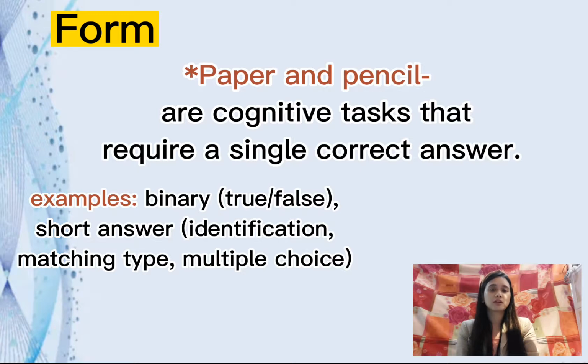multiple choice tests. These are called paper and pencil tests because, of course, this is the test that is using a paper and pencil. But the main essence of this test is only to regenerate a single correct answer. So in binary, if it is true, it's not false. So it is an objective test that requires only one correct answer from the students.